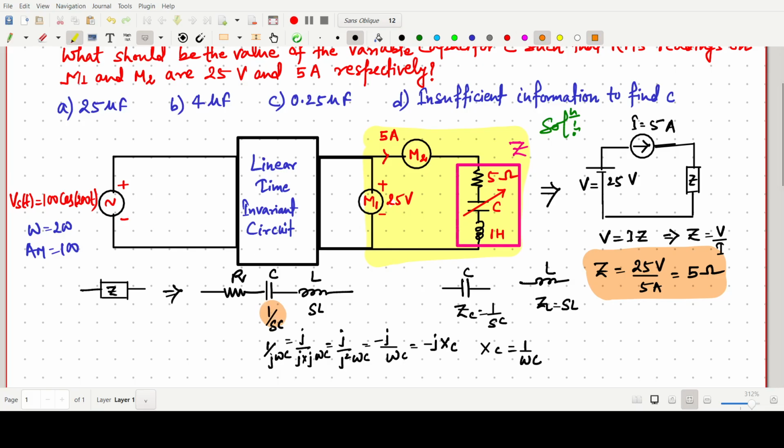And just the impedance value 1 by SC. So 1 by omega C, S equals to 1 by omega C. Then after multiplying J in numerator and denominator, and after solving this one, it will finally come minus J omega C, and this should be written as minus J XC, where XC equals 1 by omega C. Okay, this one is the XC.